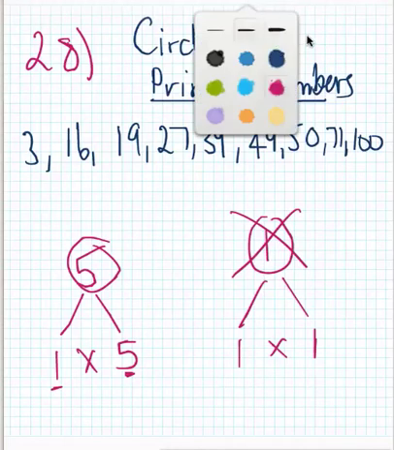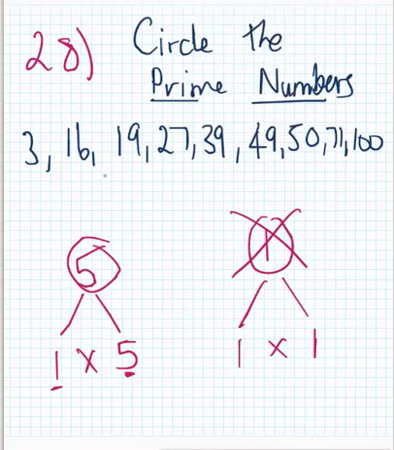Now, to circle the prime numbers, we'll go through this list starting with 3. Is 3 a prime number? Yes, it is, because the only thing to give me 3 is 1 times 3. There's nothing else. Is 16 a prime number? Well, no, because I know that 1 times 16 is 16, but also 4 times 4 is 16. So, and also 2 times 8. It has a lot more factors. So 16 is a composite number, which is the opposite of a prime number. A composite number is saying it has more than 2 factors. So 16 has quite a few factors.